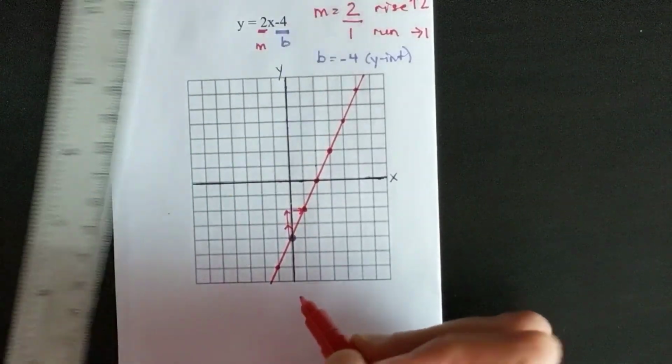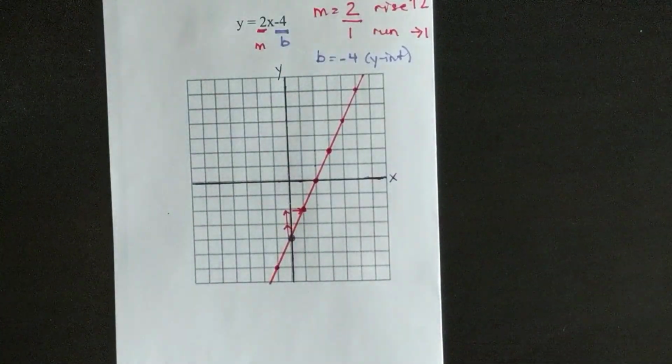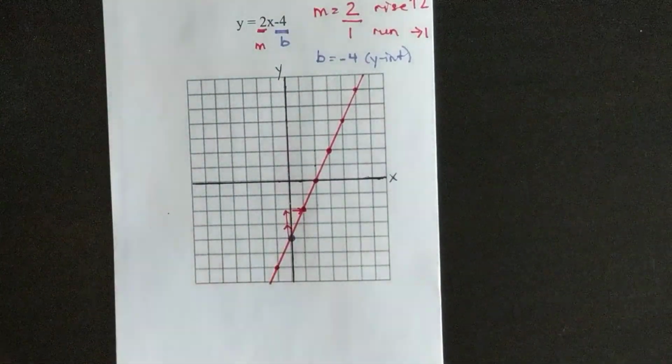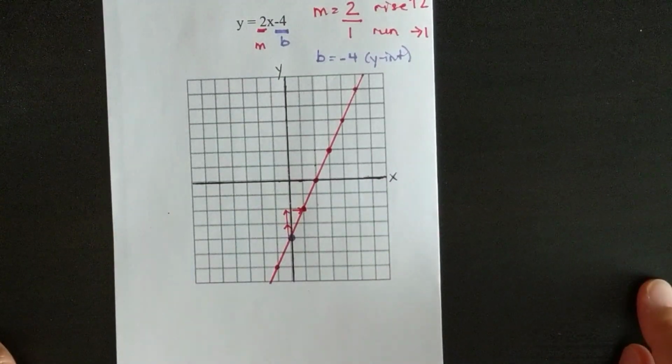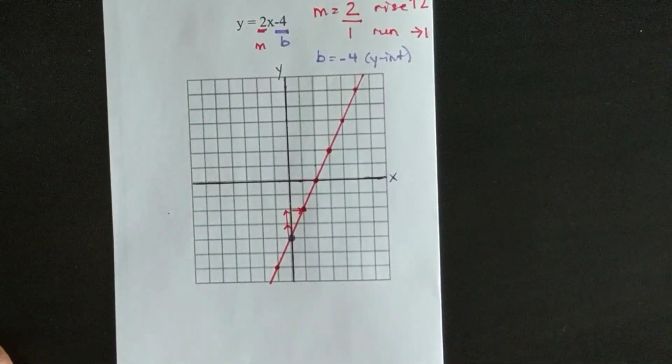By the way, when you do this, please do it in pencil, not pen. I'm using pen because it shows up better on the screen. So there's one with a positive slope and a negative y-intercept. Let's take a look at one more on the next side.